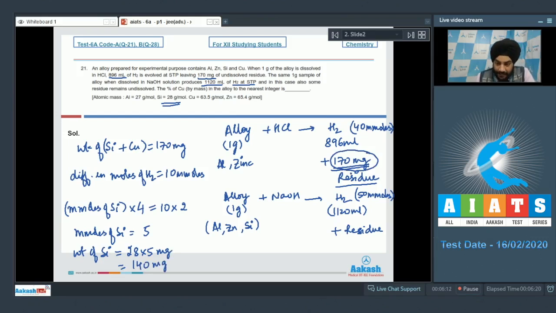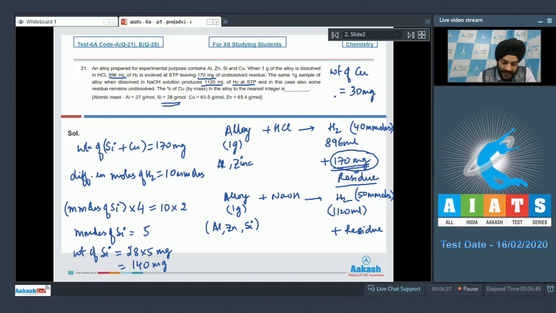So now, students, we have established that out of this 170 milligrams of residue which was remaining, 140 milligrams are of silicon. So this must mean that the weight of copper in the alloy should be equal to the difference of these two masses. So 170 minus 140 will give us a value equal to 30 milligram. So students, now we can calculate the percentage by weight of copper in the sample.